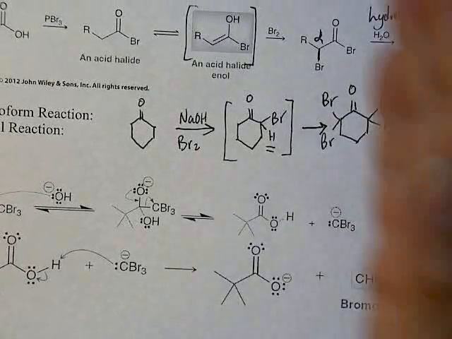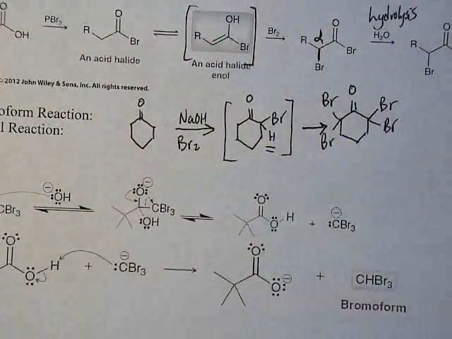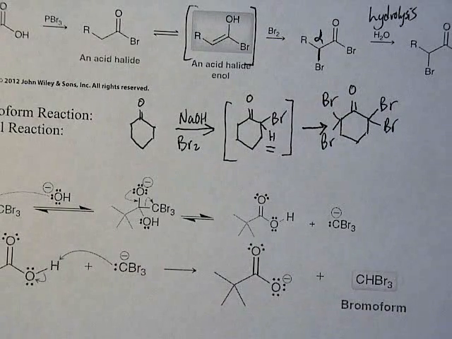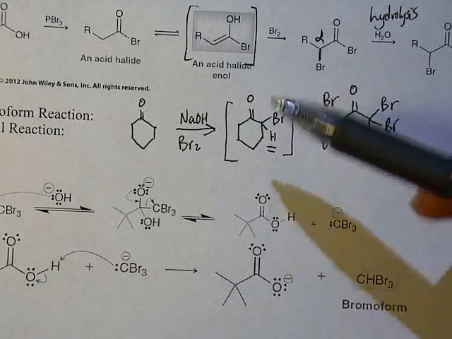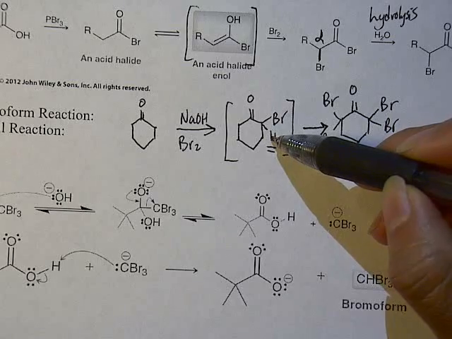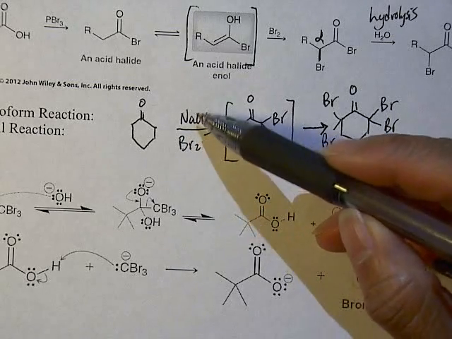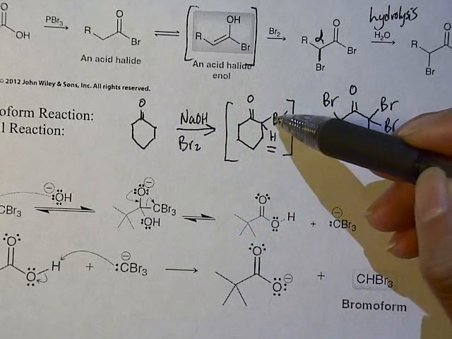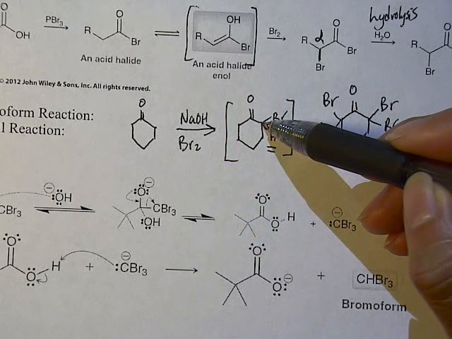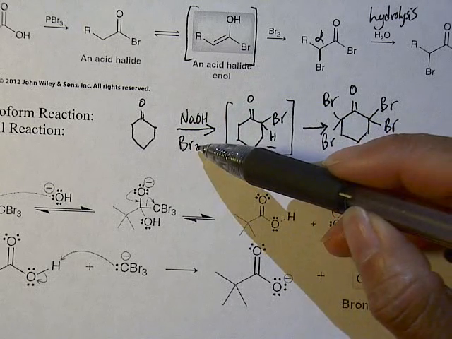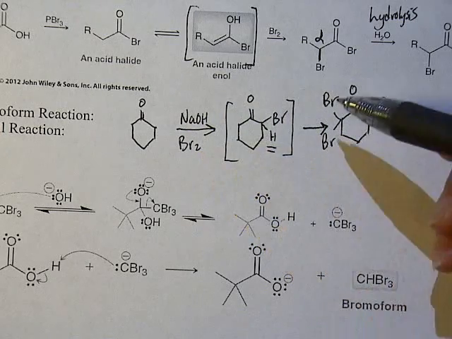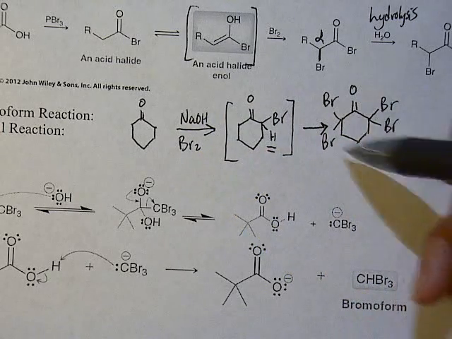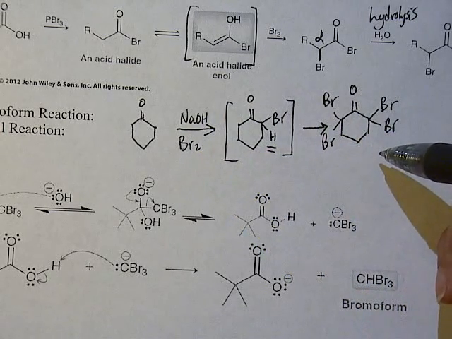So it's hard to stop after one halogenation when you're doing this under basic conditions, because this proton is more acidic. And remember, because we're under basic conditions, this is going to get deprotonated as soon as it forms an enolate, and then goes and reacts with another Br2, on and on and on. So this is the final product that happens.